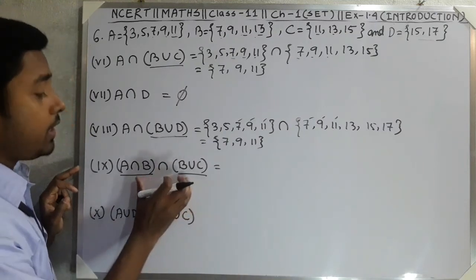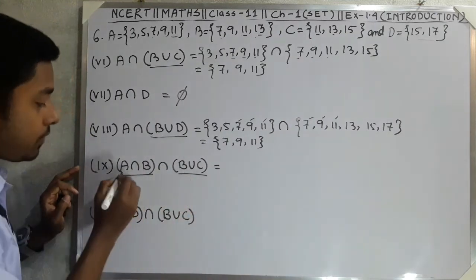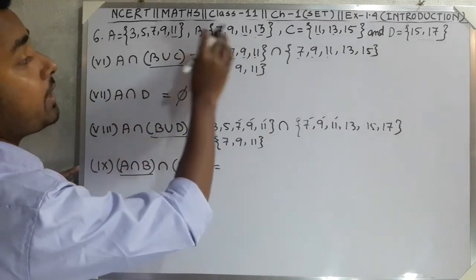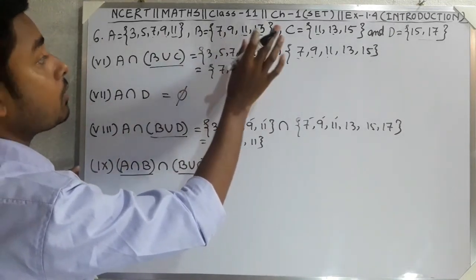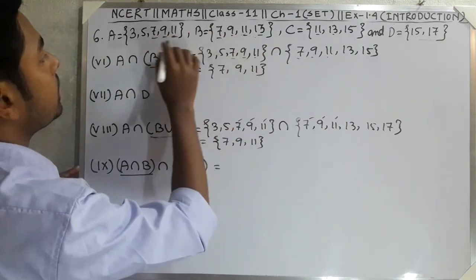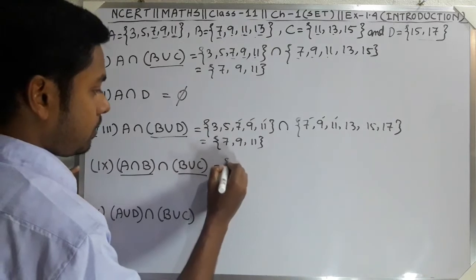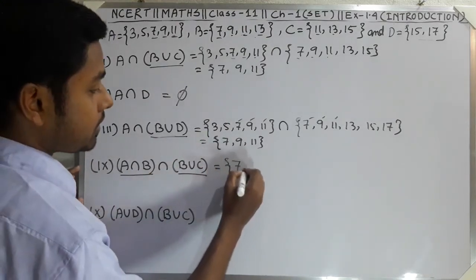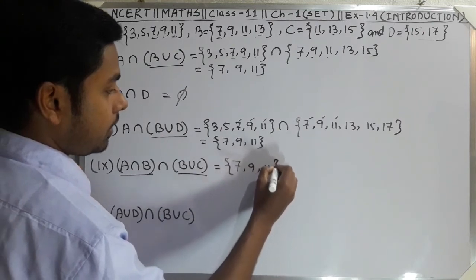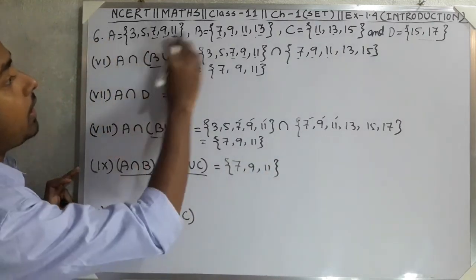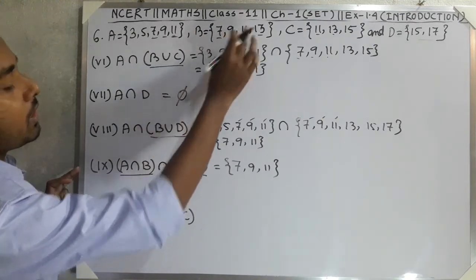Okay. Now you have to find out first A intersection B, then B union C. Then we have to find out intersection of these two sets. So first of all find out A intersection B. Intersection means common points only. So 7, 9, 11. 13 is not there. So A intersection B is equal to 7, 9, 11. Only this set.